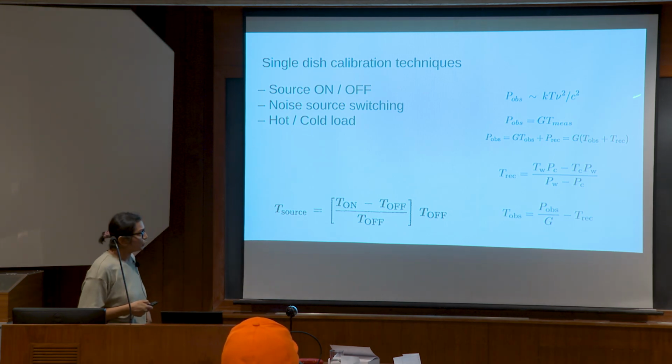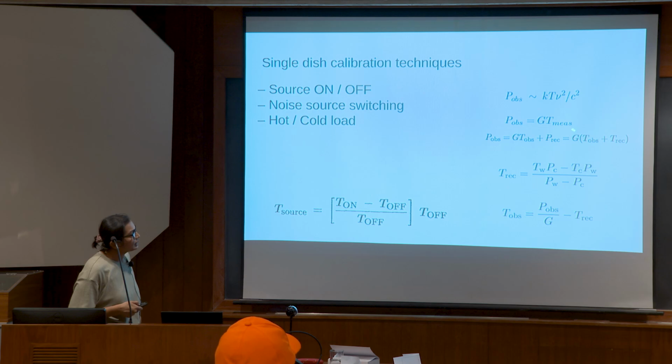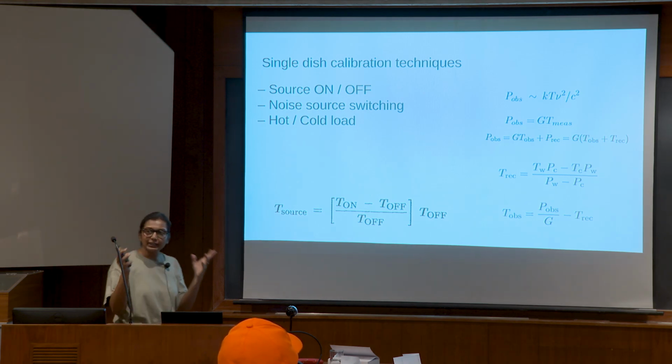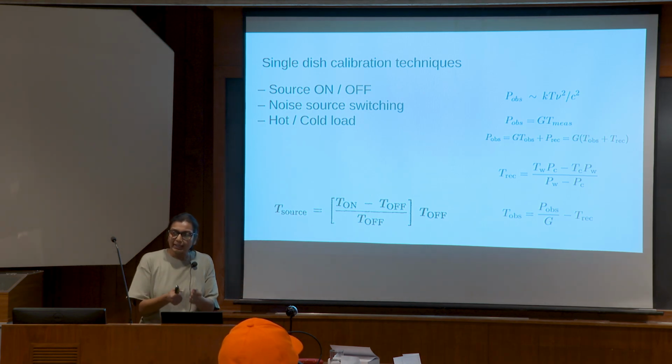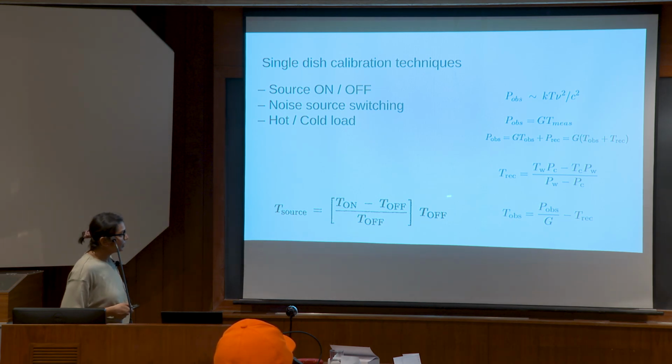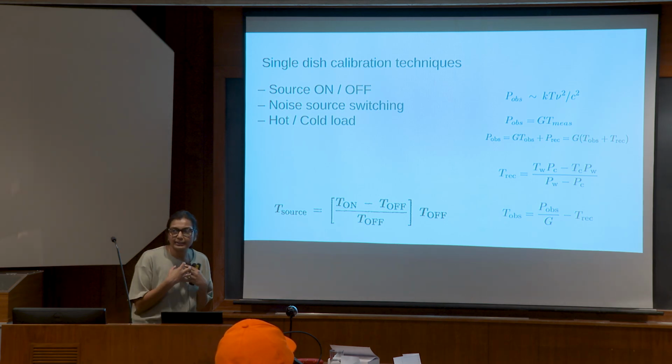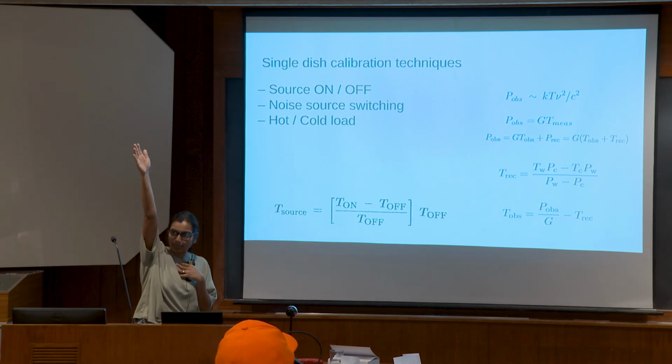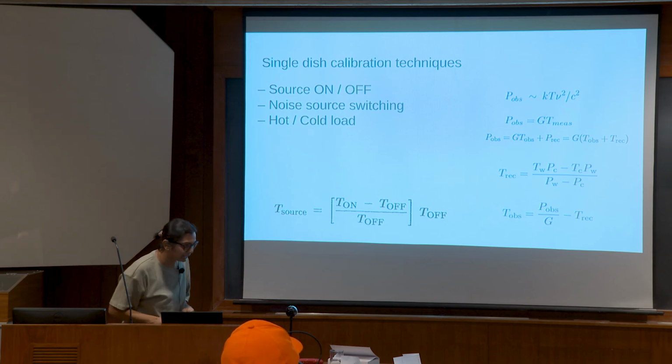From the hot and cold load, I can cancel out the properties that are specific to the antenna beam pattern and receiver and get just some unit of conversion, okay, and that unit I can multiply with my observation, and I can get the temperature towards the object I am measuring. I will quickly repeat that.